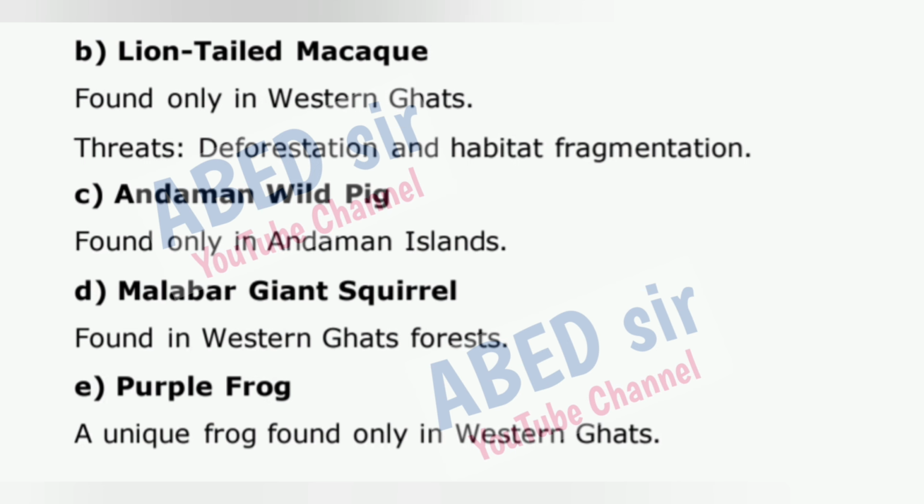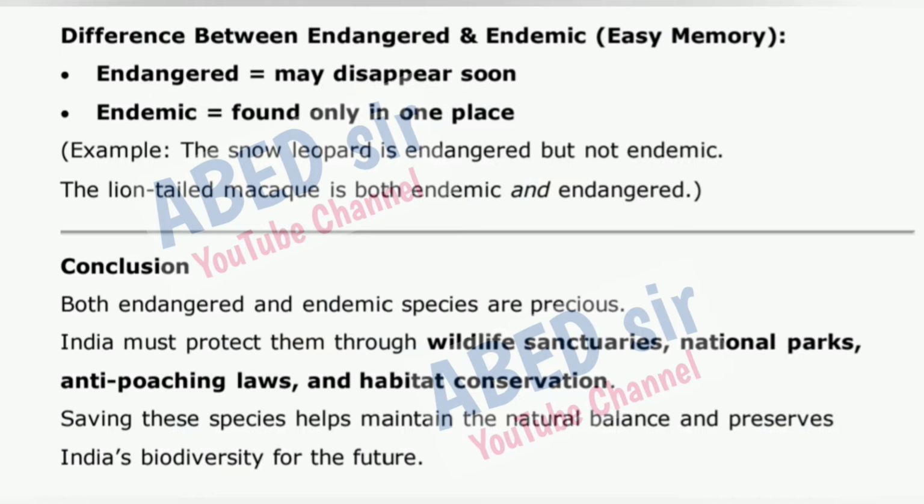C. Andaman wild pig. Found only in Andaman Islands. D. Malabar giant squirrel. Found in Western Ghats forests. E. Purple frog. A unique frog found only in Western Ghats. Difference between endangered and endemic: easy memory. Endangered is equal to may disappear soon. Endemic is equal to found only in one place. Example: the snow leopard is endangered but not endemic. The lion-tailed macaque is both endemic and endangered.